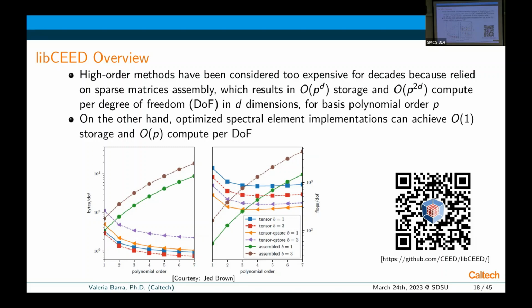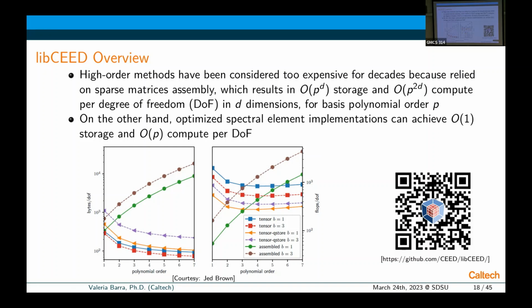Here is a graph that shows two different panels. On the right panel, we have a performance model that was probably relevant up to a couple of decades ago. The y-axis measures flops per degree of freedom, so floating point operations per degree of freedom. On the x-axis, we have polynomial order, and we compare the cost of assembling a matrix versus not assembling, so matrix-free. Here we see that assembling the matrix, the brown and green curves, can still make sense if you're at very low order, 1 and 2.